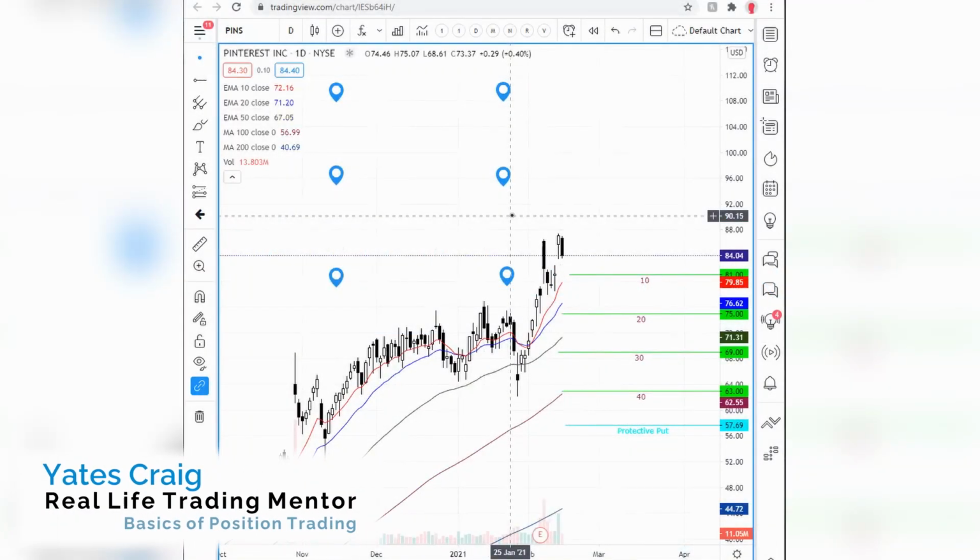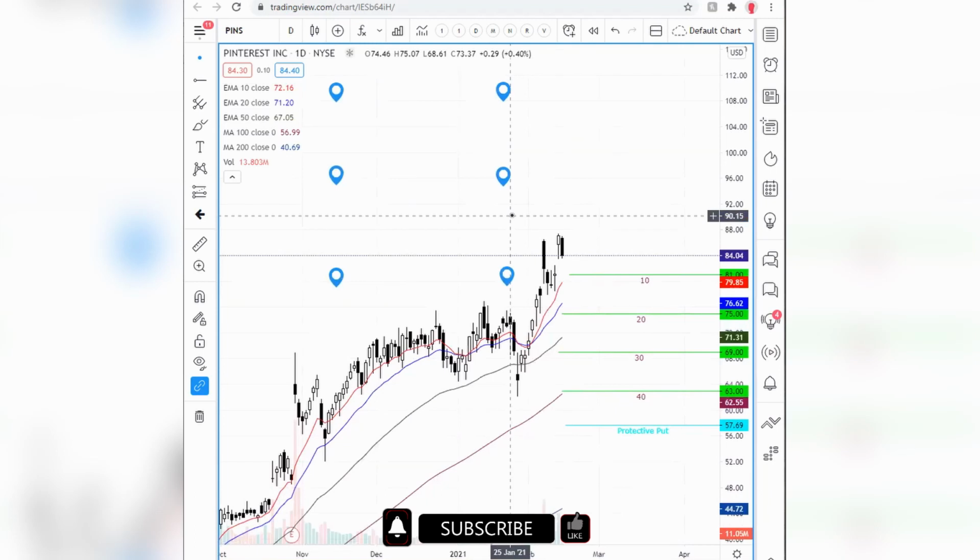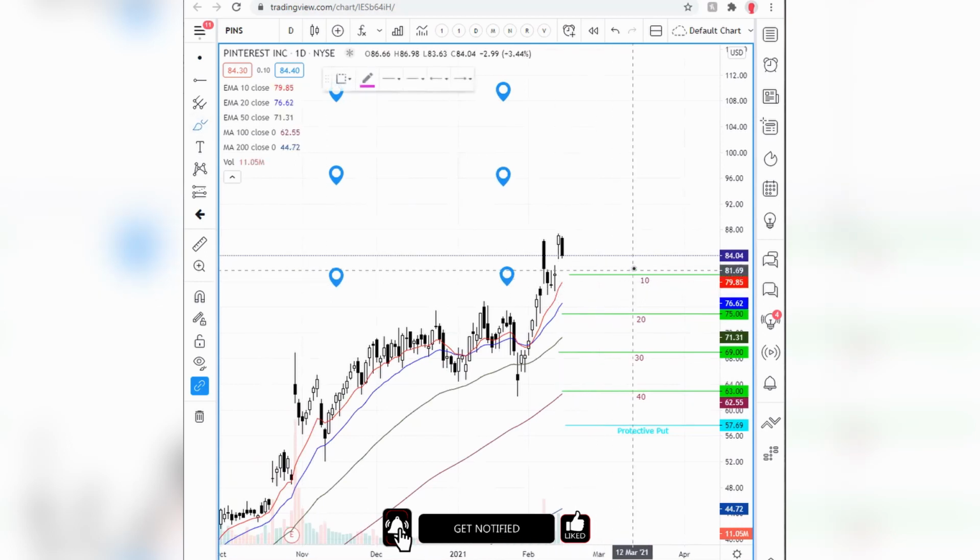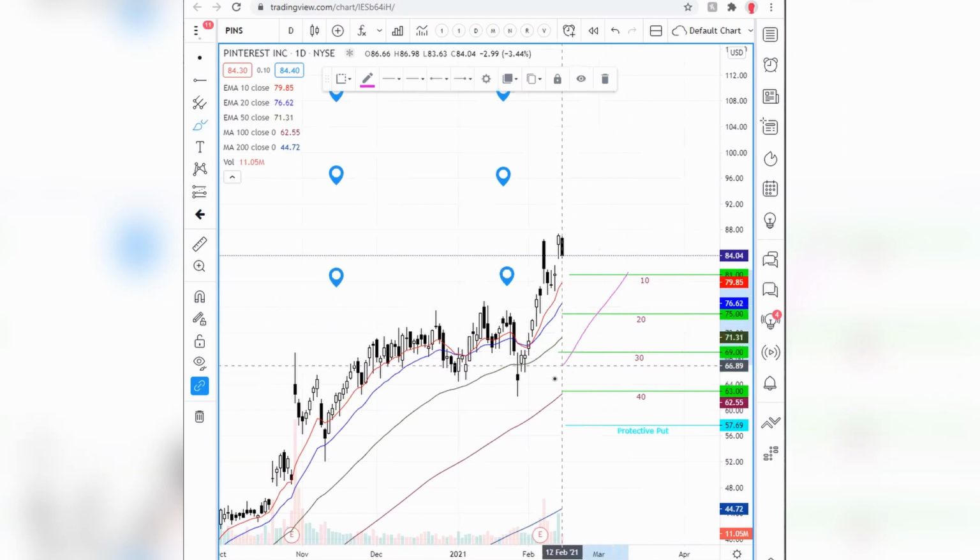Let's dive into these charts a little bit and go over the basics that you're going to want to know before you get into a position trade. The first thing we'll go over very quickly is what a pyramid is. A pyramid is basically how you get into shares to reduce your average price. You're going to get into a little bit of shares at the top and a lot of shares at the bottom, basically making this pyramid shape.